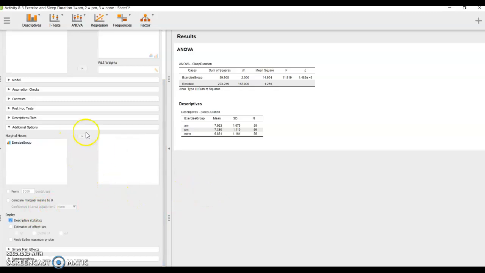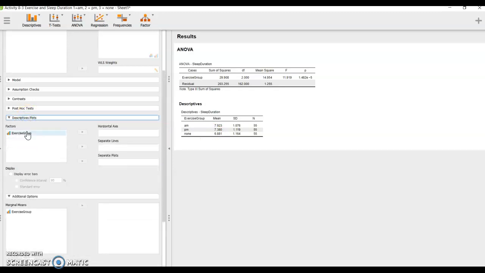Right. And we can see here that the morning group slept for an average of 7.92 hours. The afternoon exercise group slept an average of 7.38 hours, and the no exercise group slept an average of 6.88 hours. Right. We can also look at a plot here.